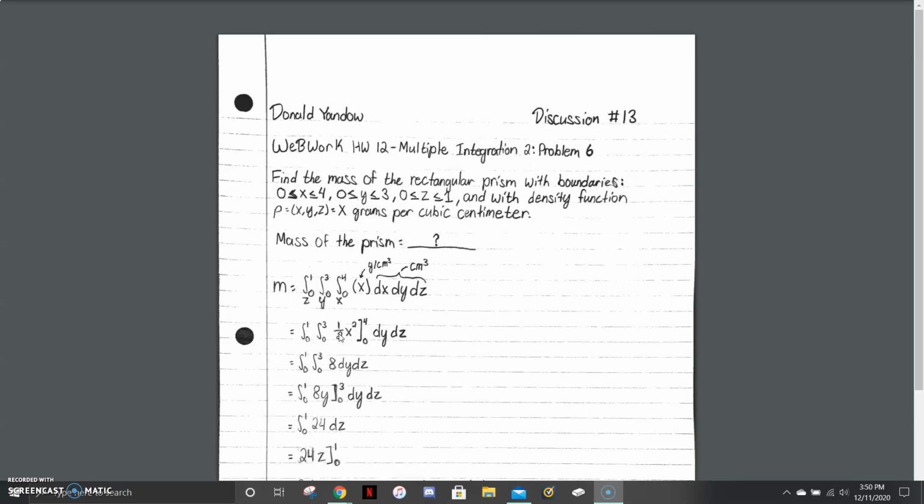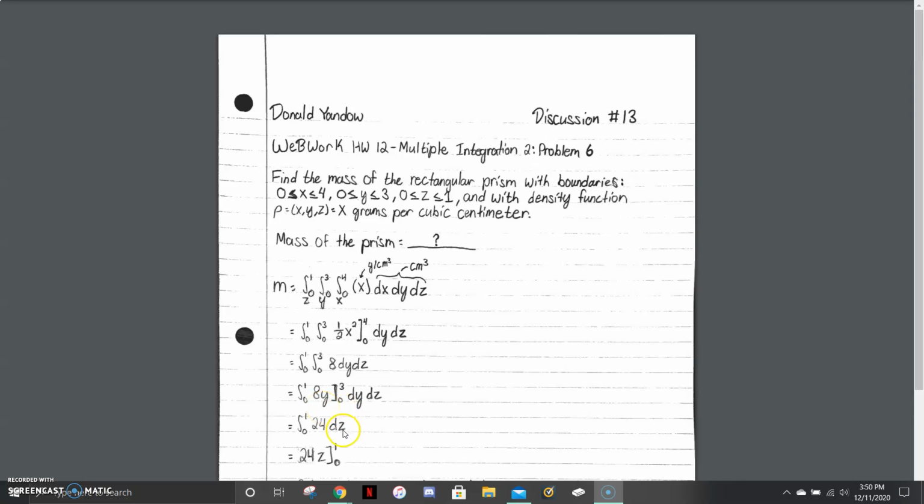Pretty simple, which leaves us with 1/2 x squared. We must then evaluate that integral from the boundary, which is 0 to 4. Evaluating 1/2 x squared from 0 to 4 gives us 8. So the next step is to integrate 8 with respect to y, which is 8y. And then from there, we will evaluate 8y from 0 to 3.